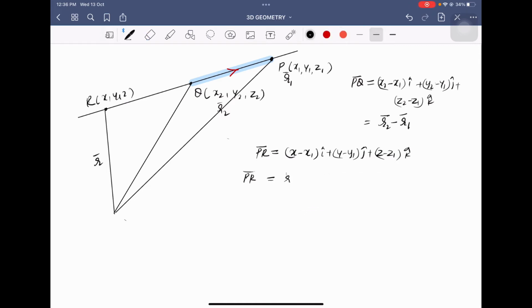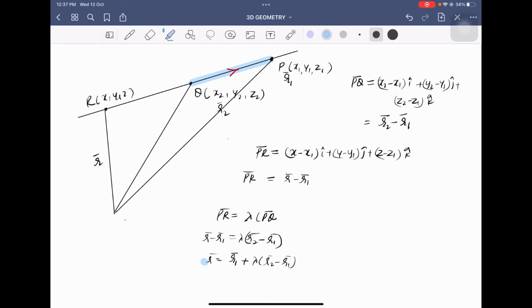Now, because vector PR and vector PQ are collinear, I can write PR equals lambda times PQ. I will substitute in their coordinates. So this becomes R minus R1 equals lambda times (R2 minus R1). This becomes R equals R1 vector plus lambda times (R2 minus R1).